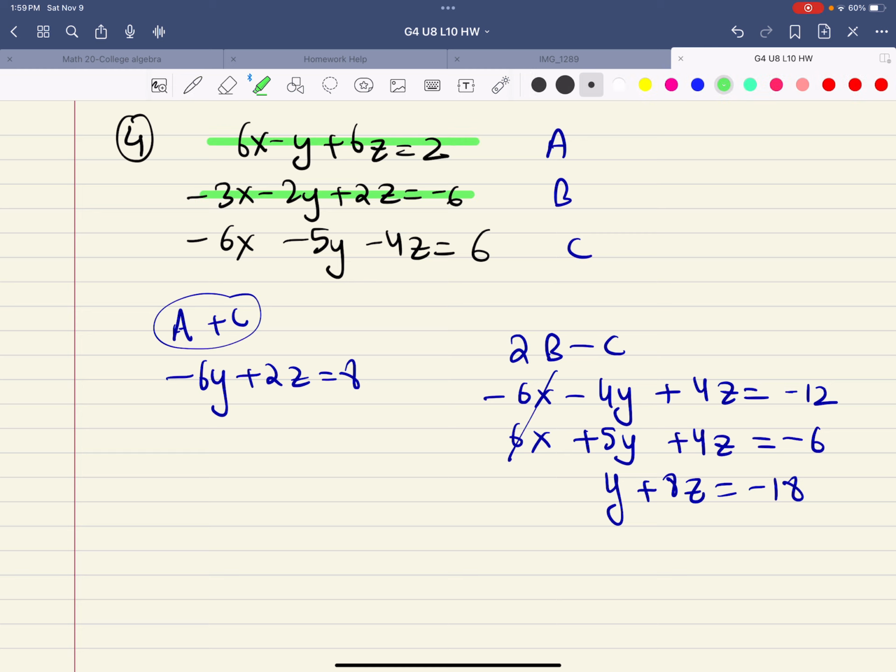I went ahead and copied the problem from your homework, and it looks like we can totally add a plus c to get rid of the x's from there. So we have an equation in y and z.